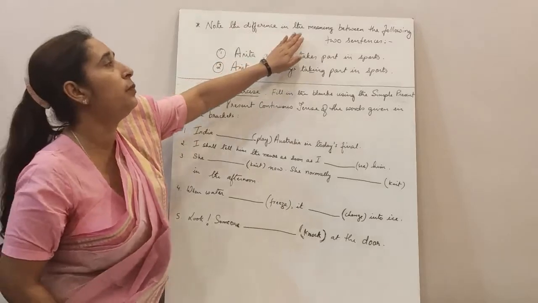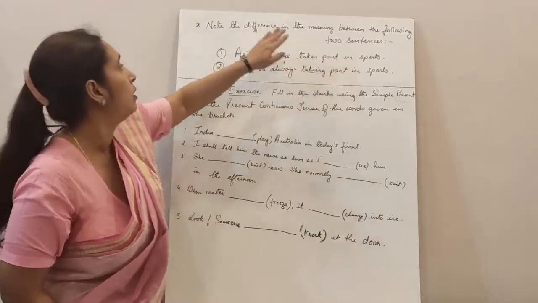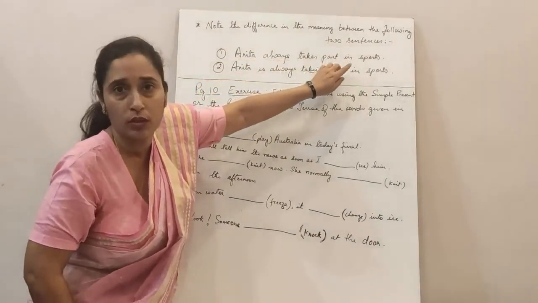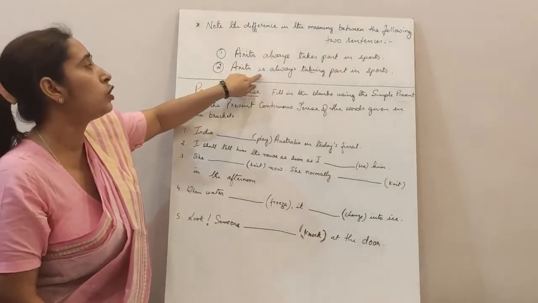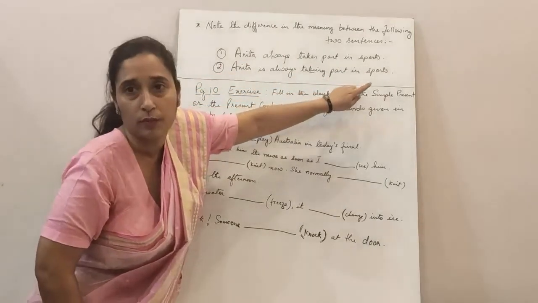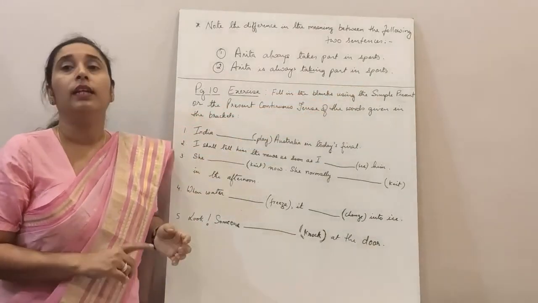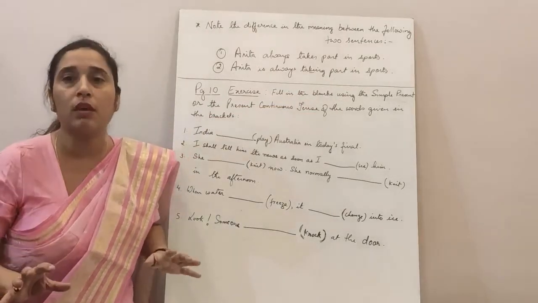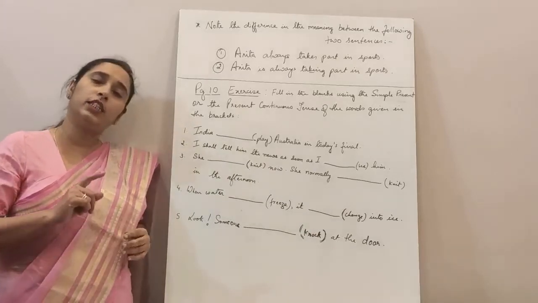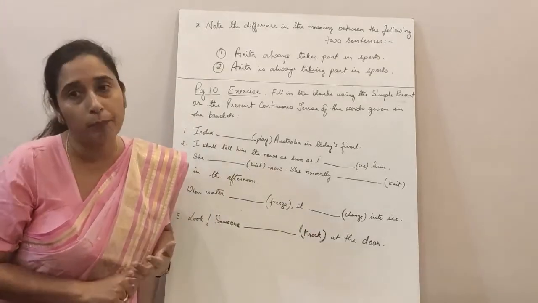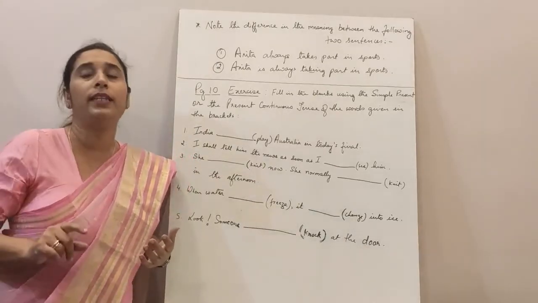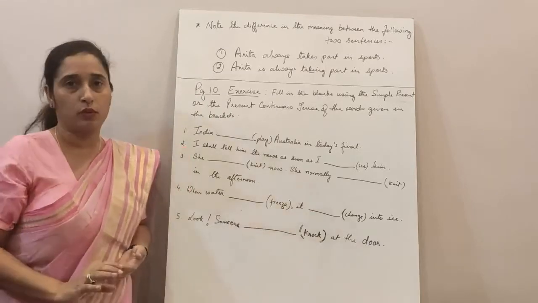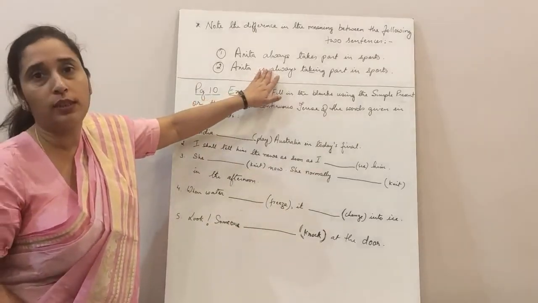Note the difference in the meaning between the following two sentences. The first one, Anita always takes part in sports. The second one, Anita is always taking part in sports. Now, in sentence 1, the simple present implies that Anita regularly takes part in sports when required to do so. In sentence 2, the present continuous implies that Anita spends too much time, that is more than the time expected to be spent on sports. Yes? Hope you have understood this very clearly.